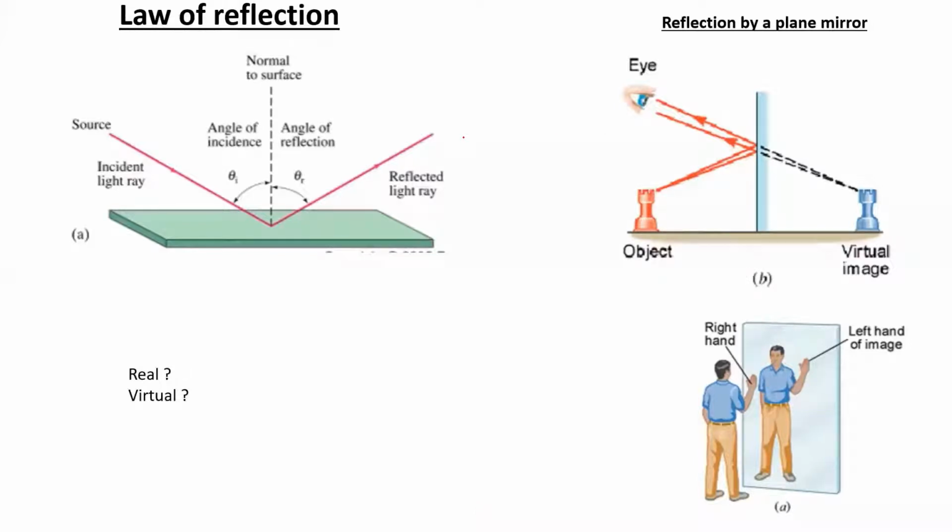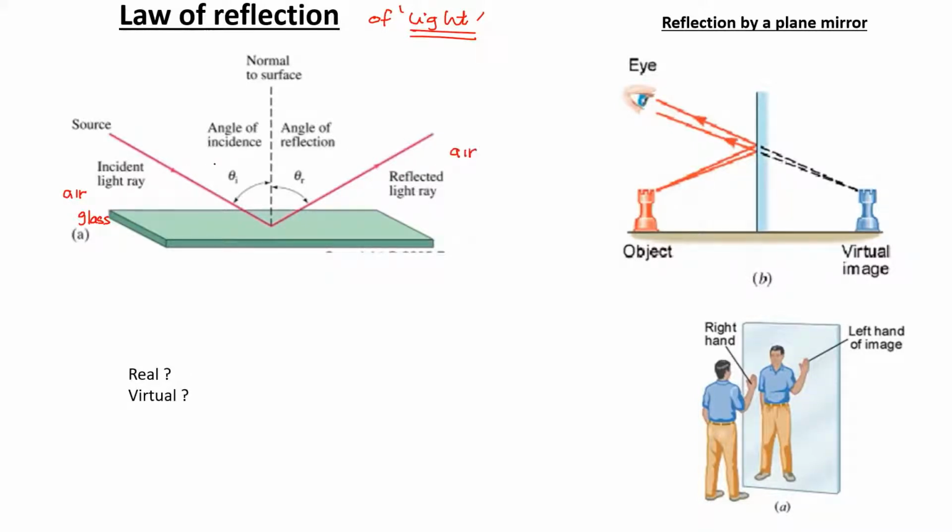So what is reflection? We are talking about reflection of light. Reflection is when a light ray hits a surface between two mediums. For example, let's say this is air and this is glass. It hits the surface between the mediums and then reflects back into the same medium.